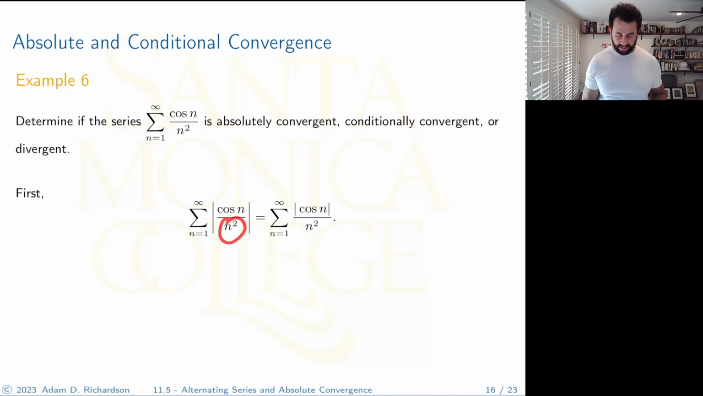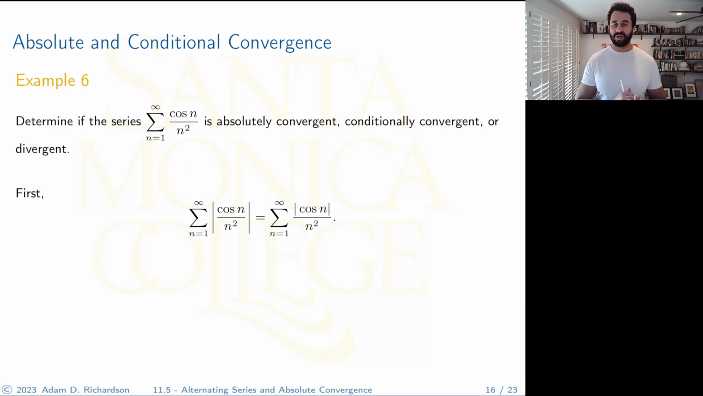So the absolute value of n squared is just n squared, but cosine could be negative. Cosine goes between -1 and 1, right? It could be any value between -1 and 1. So we still have an absolute value on the numerator there. Now we have a new series to investigate.